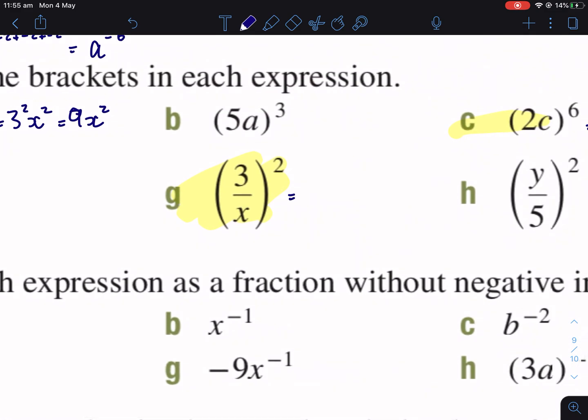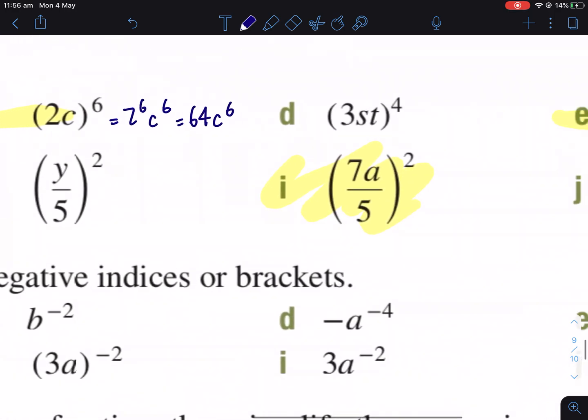Okay, here I know it's a fraction, but it's the same deal, do it to everything. So this is 3 squared over x squared, so it's 9 over x squared. This one, I know it's brackets, but you do it to everything. So 7 squared a squared on 5 squared, 49 a squared on 25.